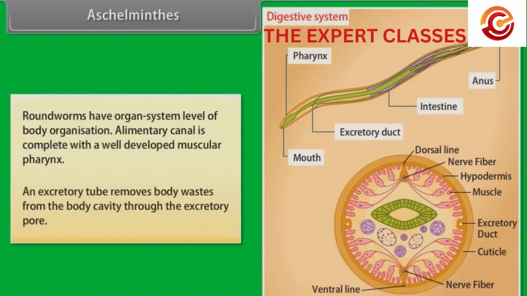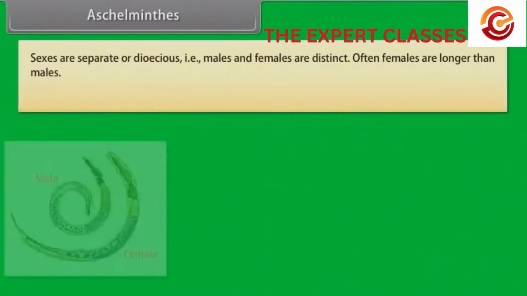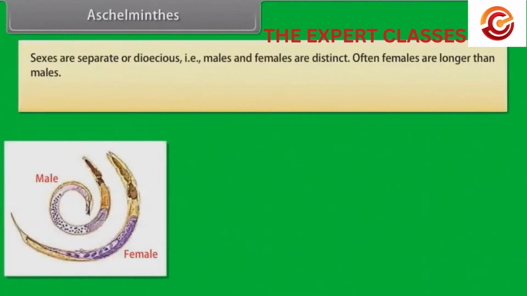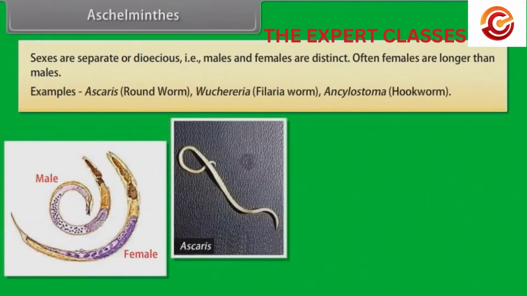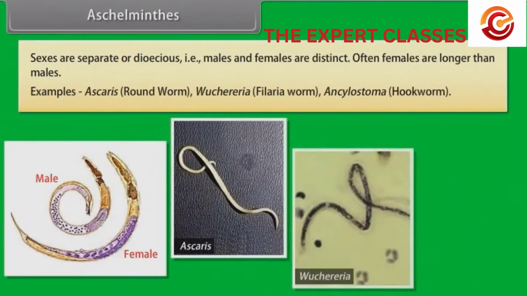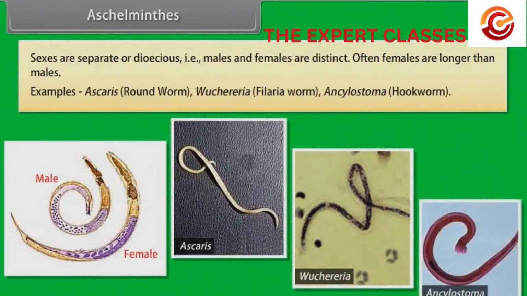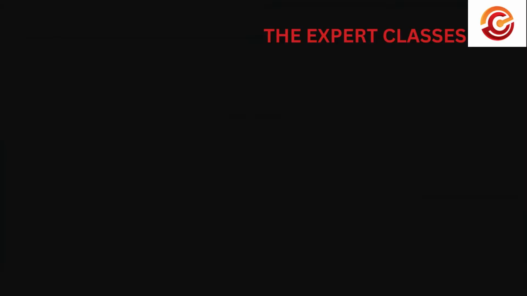An excretory tube removes body waste from the body cavity through the excretory pore. Sexes are separate or dioecious, that is, males and females are distinct. Often females are longer than males. Example, Ascaris, that is roundworm, Wuchereria, that is filaria worm, and Ancylostoma, that is hookworm.